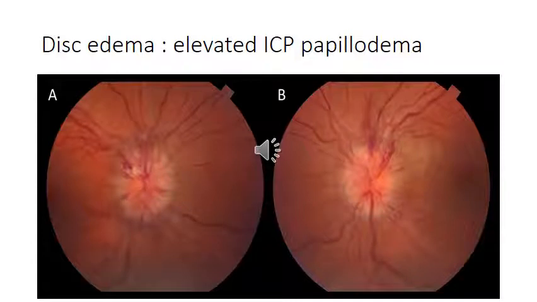Disc edema due to elevated intracranial pressure, on the other hand, we call papilloedema. So disc edema is not a specific term, it might refer to any underlying cause of disc swelling, including papilloedema. But when we say papilloedema, there must be elevated intracranial pressure. Whenever we see this picture in a patient, this patient needs thorough neurological investigation to exclude intracranial tumor.